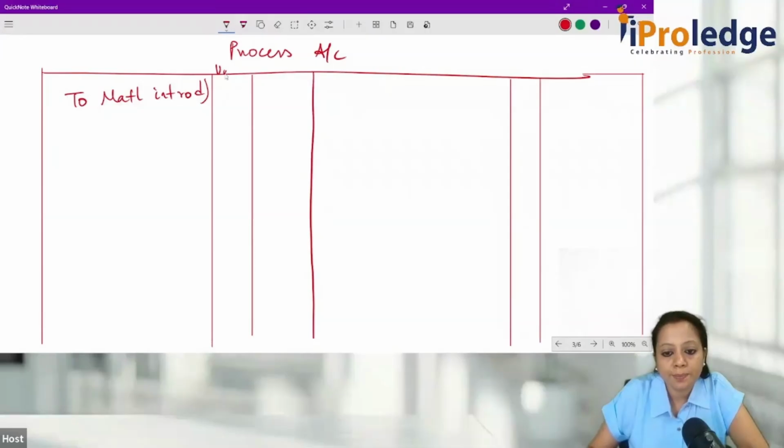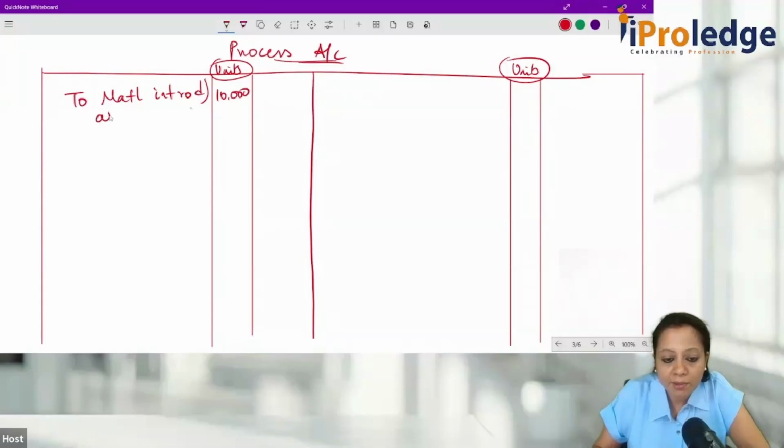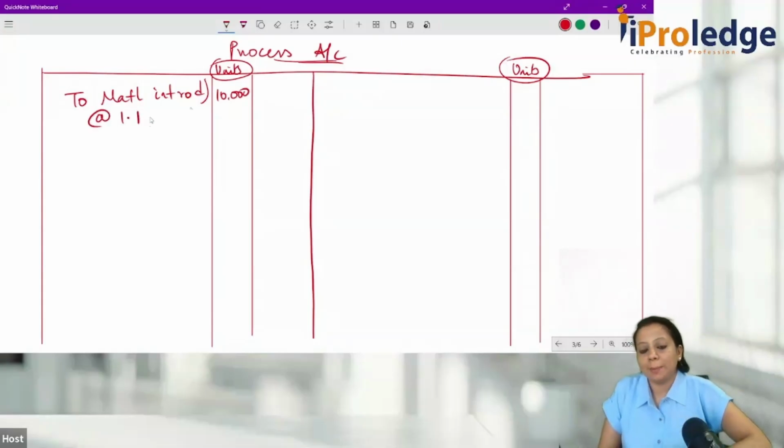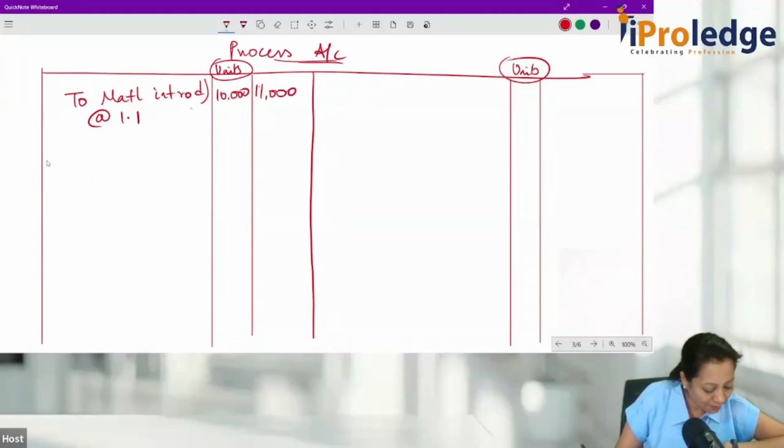So this is units, okay? This is also units. So 10,000 at the rate of 1.1. Right. So how much is the amount? Is it 1 lakh 10,000? 11 lakhs, is it? Sorry, 1 lakh 11,000, is it? Oh, it's 11,000 only. Okay. Yeah, 1.1, no? Yes. Okay. So now we will proceed to material.